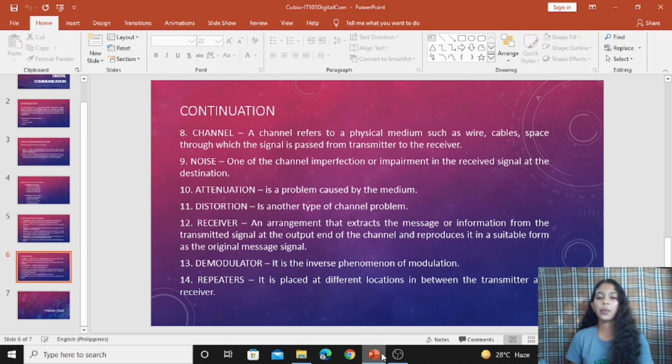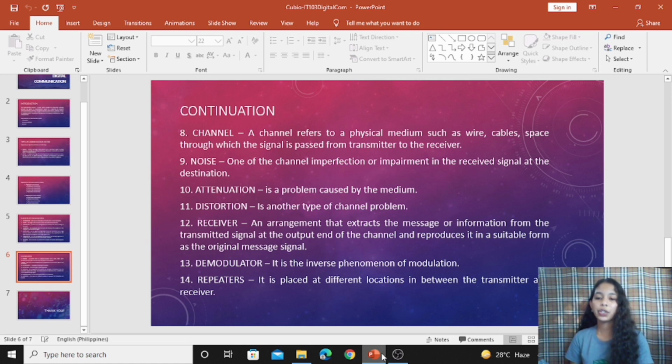Another problem is the attenuation. It is a problem caused by a medium. When the signal is propagating for a longer distance through a medium, depending on the length of the medium, the initial power decreases. The loss in initial power is directly proportional to the length of the medium. By using amplifiers, the signal power is strengthened or amplified so as to reduce attenuation. Also, digital signals are comparatively less prone to attenuation than analog signal.